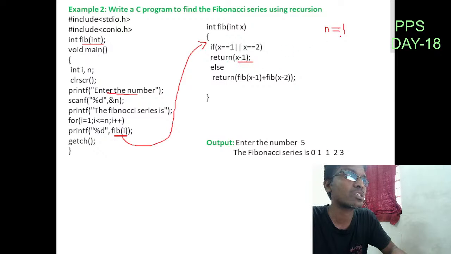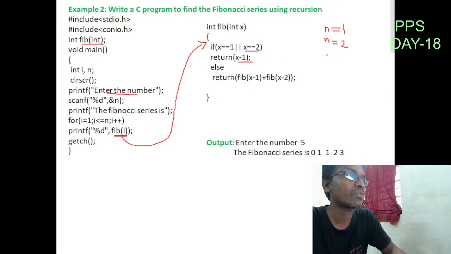That is, my n value is 1, so 1 minus 1 is 0. So the 0 will be returned back to your program. If n is equal to 2, then it will execute this condition. Then it will return n minus 1. That means 2 minus 1, so that is equal to 1. So the 1 value will be returned back to your main program.